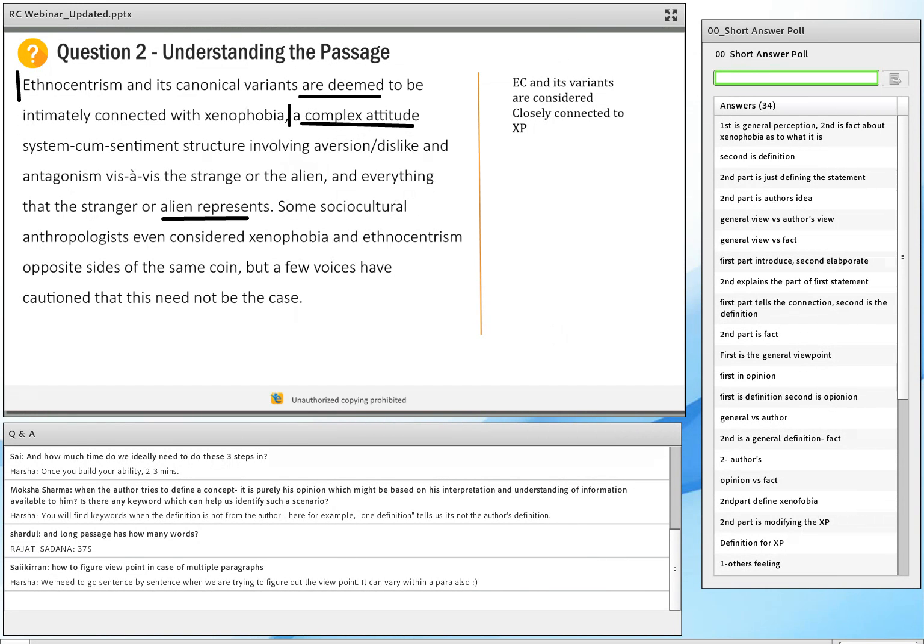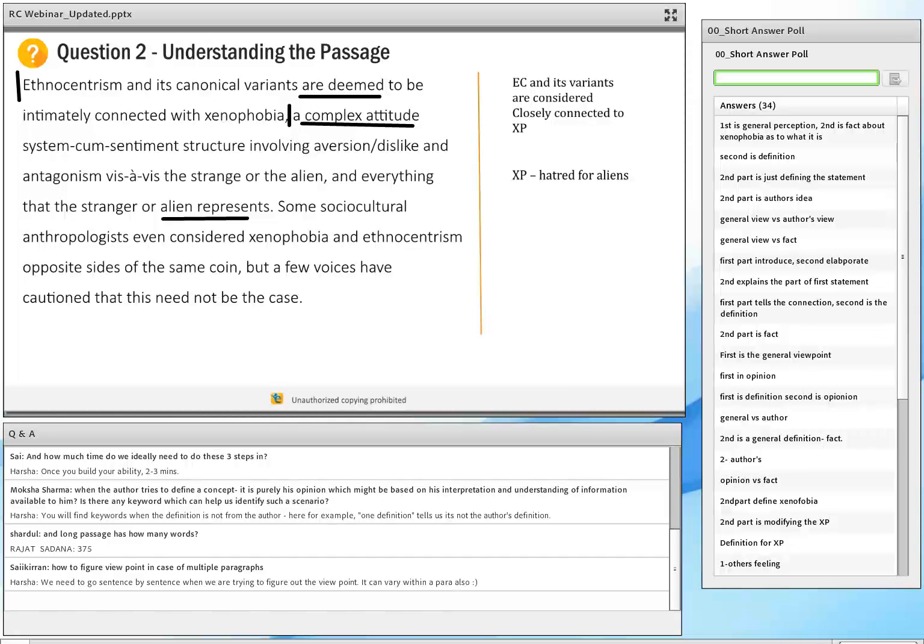The second part is what the author is telling you from his standpoint, what XP is, and the first part is what some people consider. That's really important when it comes to interpreting what the author is telling you. And what is XP? It's hatred for aliens.